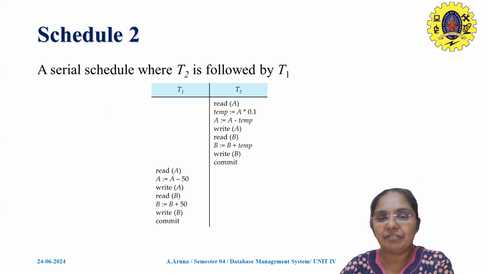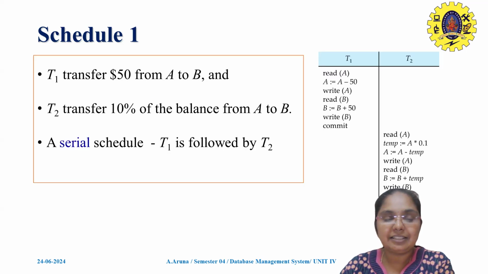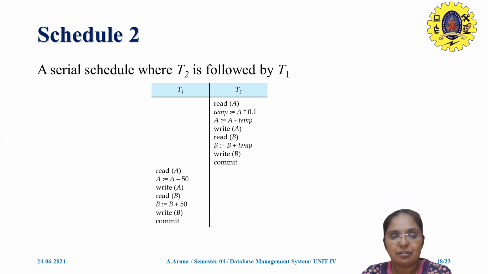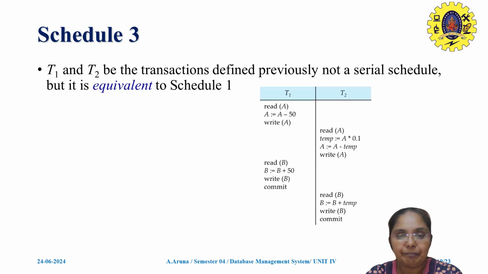This is another example of a serial schedule. Here, for the same transactions, I have made a little change: T2 is executed first, the next is T1. This is also a serial schedule. In the same example, here also it will encounter the commit. It shows that my transaction is 100% completed.